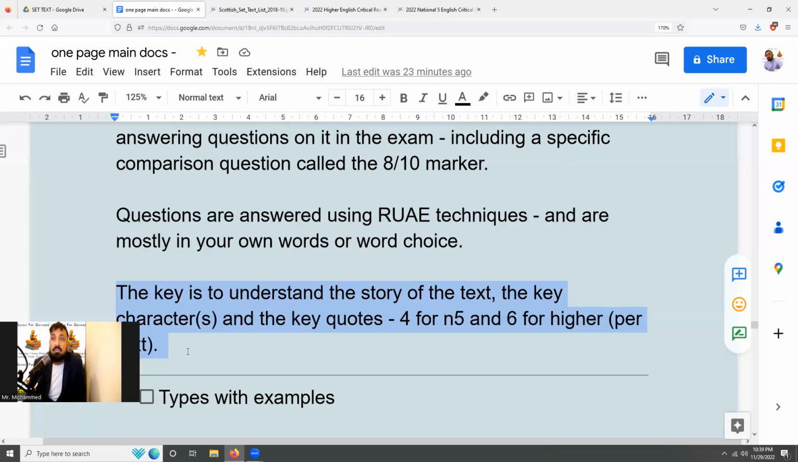Now, I'm going to get into all of this in more detail, but for now, that is an overview of the Scottish text exam. It's studying a text written by a Scottish author, and answering questions on it using mostly RUAE skills. And then it is answering a specific type of question, called the comparison question, which is worth 8 marks at National 5 and 10 marks at Higher. Okay.